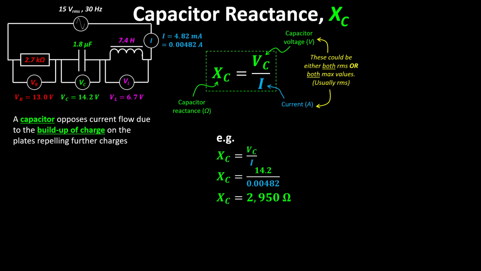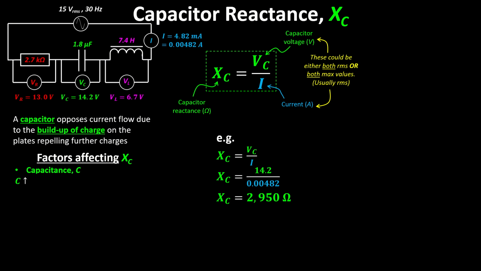which is a bit more than the resistor has in this circuit. Now, the important thing about reactance is it's reactive, and hence the name. It doesn't stay the same. There are two important factors that affect it. The first one is the capacitance.